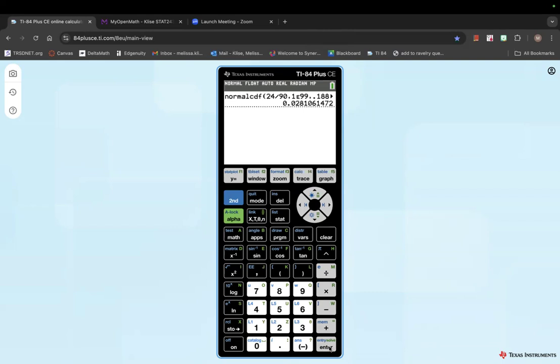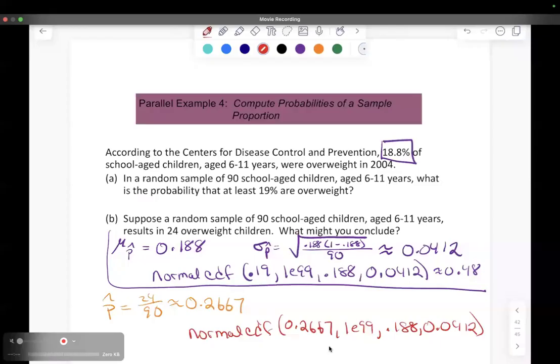So that ends up being quite the unusual number. Oh, I see what I did wrong. Okay. That ends up being quite the small number. So that's less than 3%. So I'm going to go write this over here.